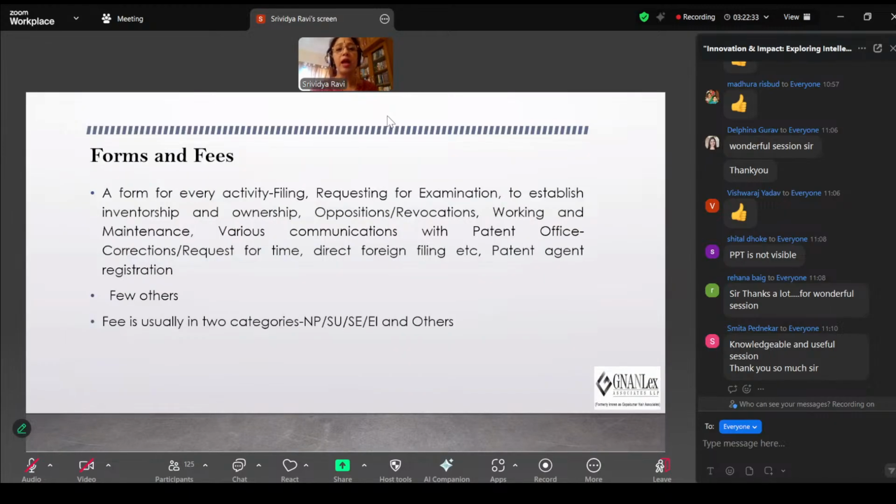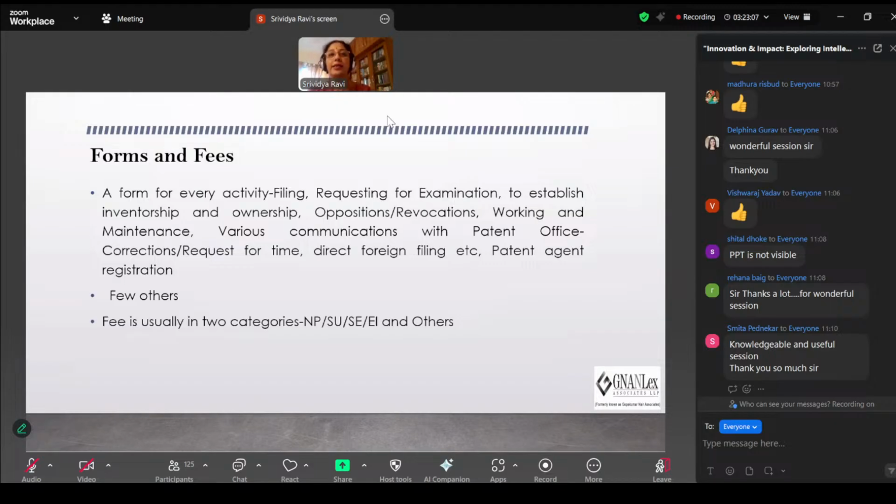Now, what are the various forms and what are the forms actually for? The forms are for filing, for requesting examination, to establish who are the inventors, who owns the patent, if somebody is filing oppositions or revocations, if there is licensing or working maintenance, for various communications that you do with the patent office. If you want to do a foreign filing or apply for a patent elsewhere other than India, for all such things, there are various forms and fees.